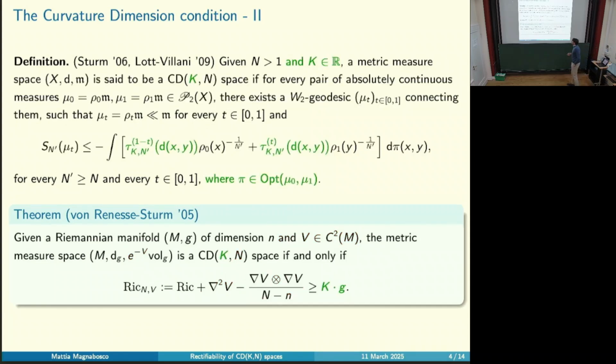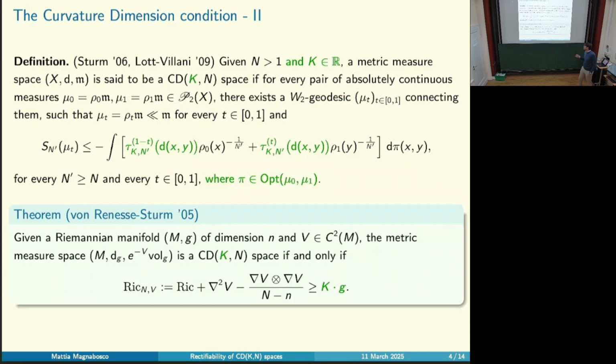And moreover, everything holds quite nicely even if we now consider non-zero K. It's possible to adapt the CD condition also for a non-zero K in the following way. I will not go through the definition, but just remark that there is a suitable generalization of the CD(K,N) condition also for K not equal to 0. It's a bit more complicated, but once again, it is the right one according to this equivalence theorem.